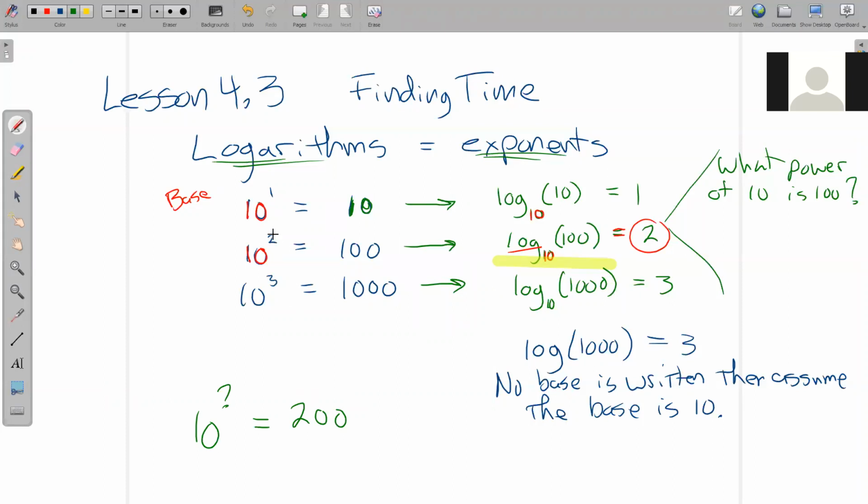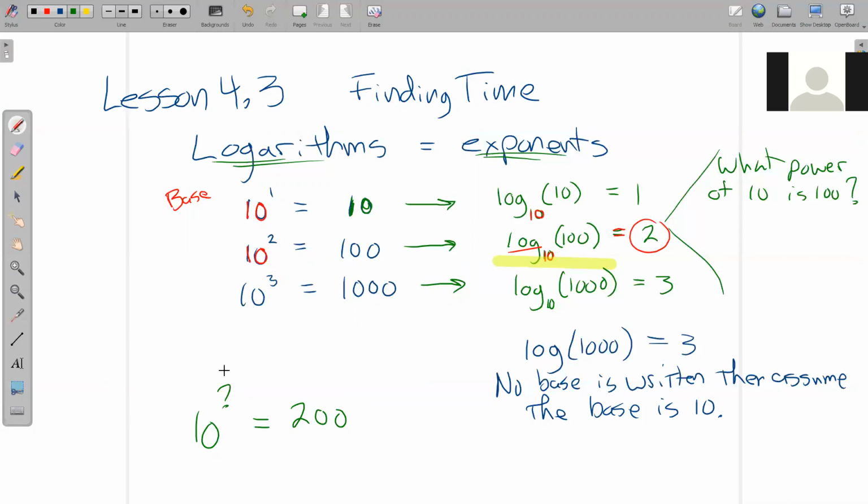Well, it's got to be bigger than the power 2, because 10 squared is 100. 10 to the second power is 100. But the power has to be smaller than 3, because 10 to the third power is 1000. Now we can start guessing at that. You know, maybe it's 10 to the power 2.1 or 2.2. But we could spend a lot of time guessing.